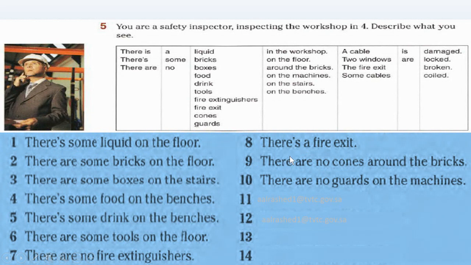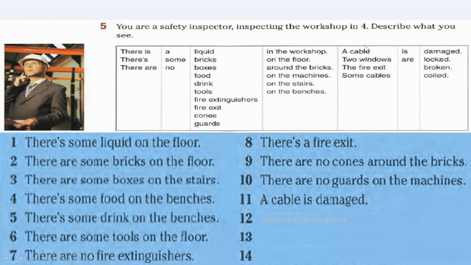Excellent. Let's see number 10. There are no girls on the machines. And finally, this is the passive. We talked about the passive before. If the sentence does not contain a subject, I don't know who is responsible for this action. For example, the fire exit is broken. I don't know who did this action. We started with the object.